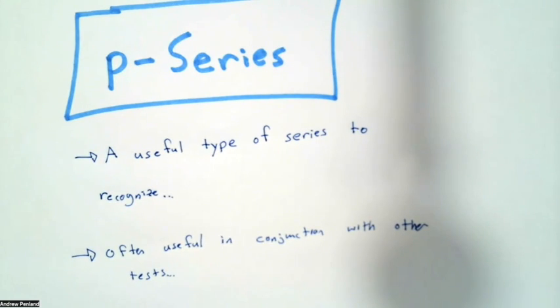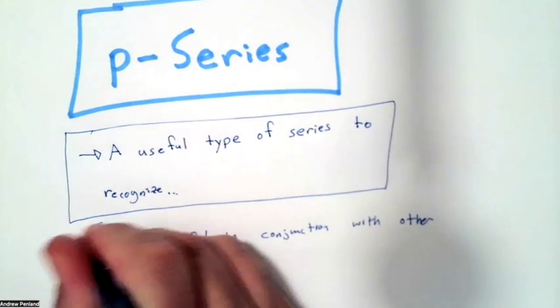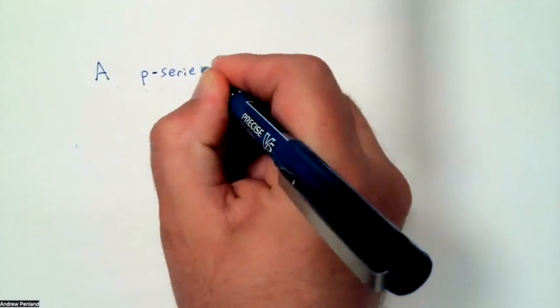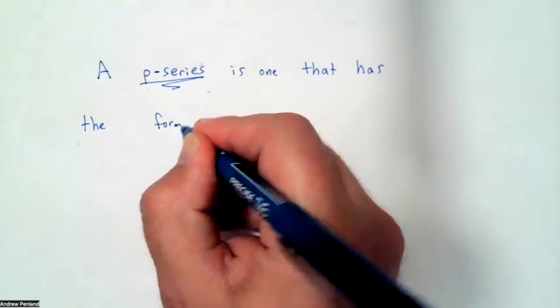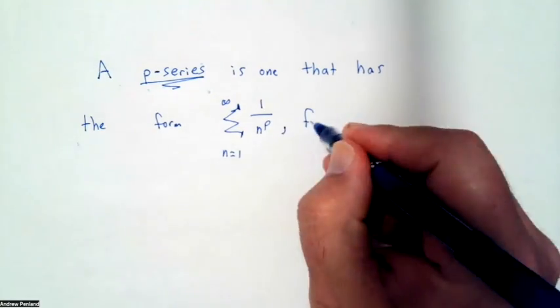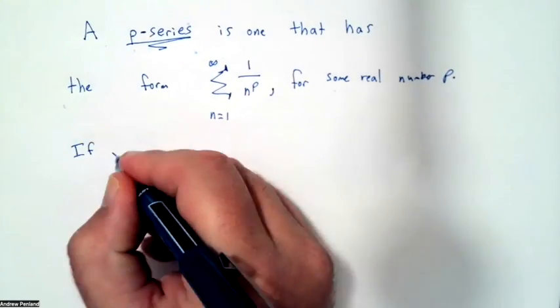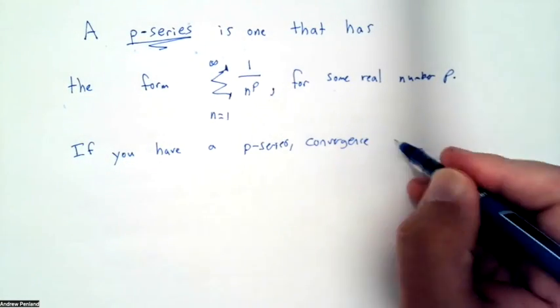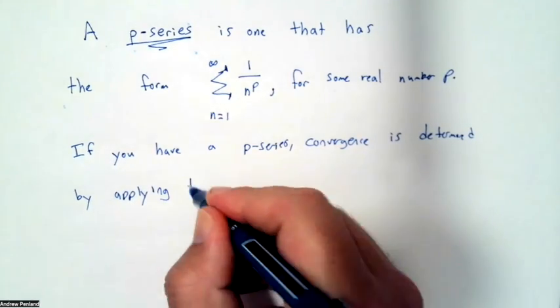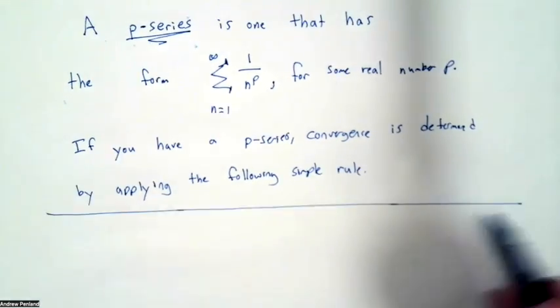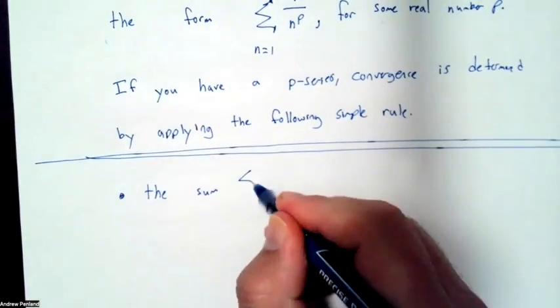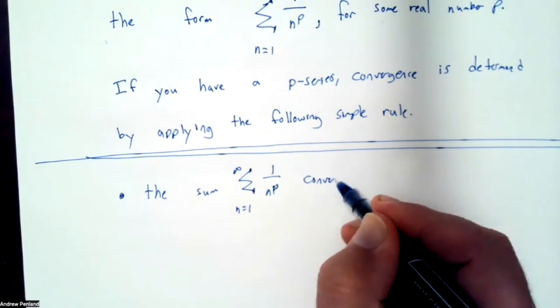Now we consider a special type of series known as p-series, which are easy to recognize and can often be used with other types of series. A p-series is an infinite series of the form sum from n equals 1 to infinity of 1 over n to the p, where p is any real number. The variable doesn't have to be n. The important thing is that whatever the index variable of the sum is, that variable is being raised to the p power. If we recognize that we have a p-series, it's easy to determine convergence.